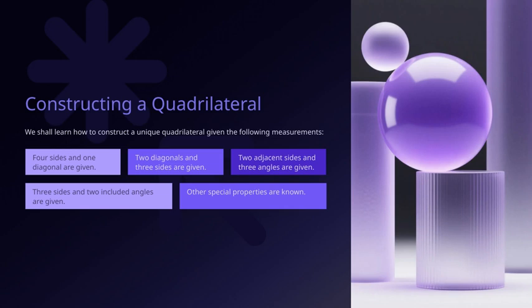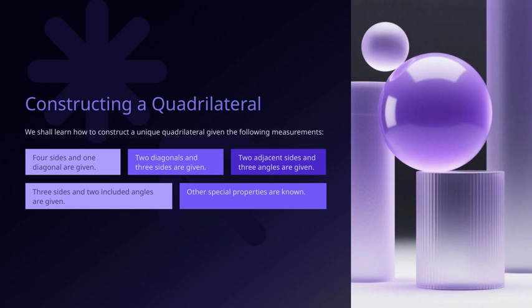Then, there's the scenario where two diagonals and three sides are provided. This might seem more complex, but with the right approach, it's totally manageable. Sometimes, we also work with special properties of quadrilaterals, like symmetry or parallel sides, which can simplify the process. Lastly, if you're given two adjacent sides and three angles, you can use those measurements to accurately construct the quadrilateral as well.